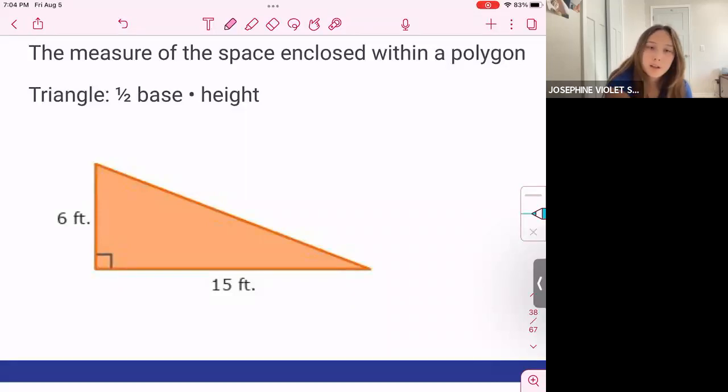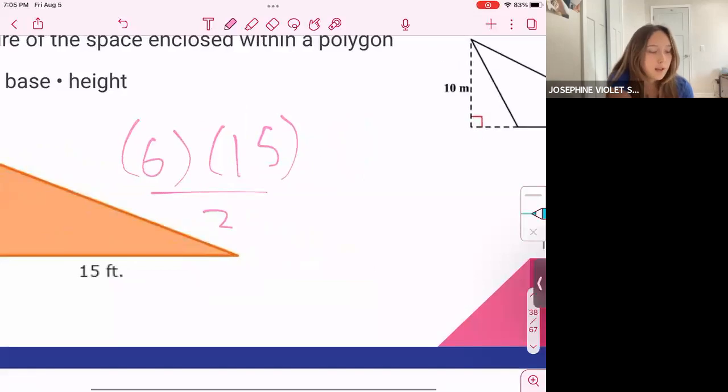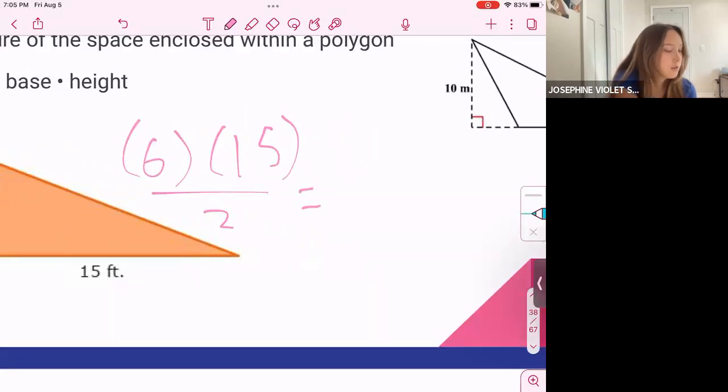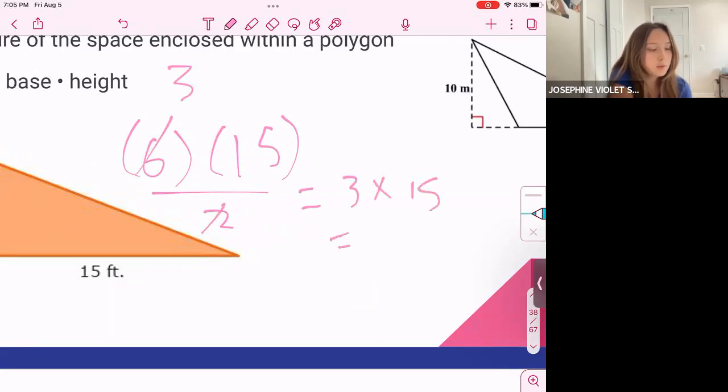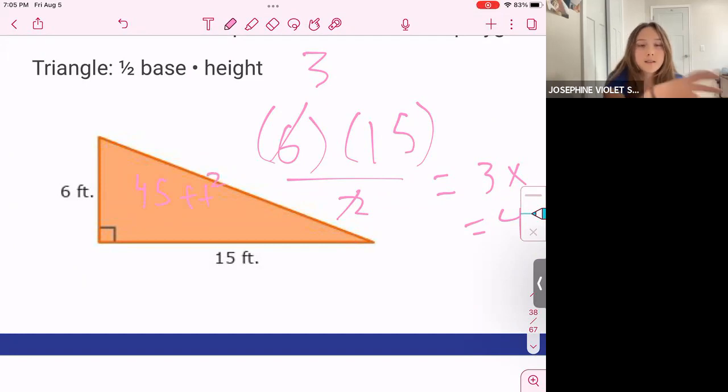So in this case, if we were to calculate the area of this triangle here, we would get 6 feet times 15. That's a times symbol. We could also say 6 times 15. And then we would divide that by 2, which is the same thing as multiplying by 1/2. Let's do some math. That would be 3 times 15, which would equal 45. So this triangle here is 45 feet squared because it's a 2-dimensional space that we're measuring.